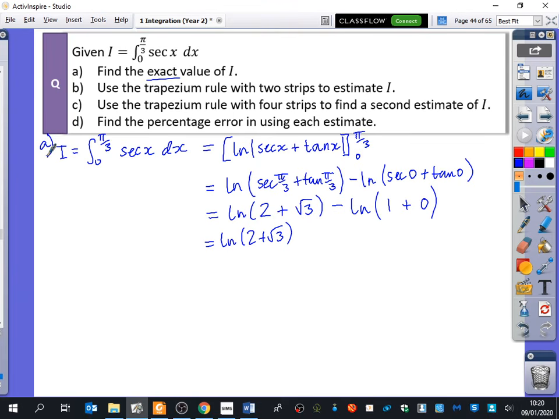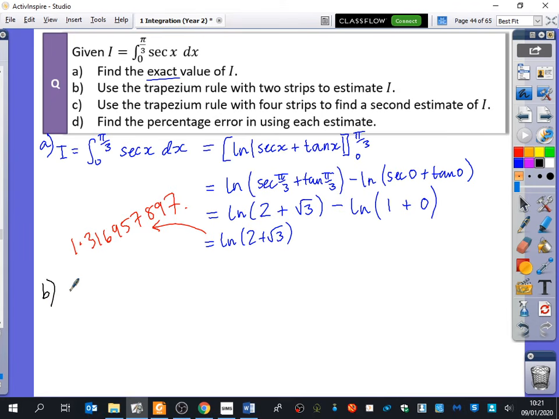And it might be useful to work out what that is as a decimal, just because we know we're doing some trapezium rule here. So it's 1.316957897. Then it asks us to use the trapezium rule with 2 strips to estimate I. So we're going to have to draw a table for part B.